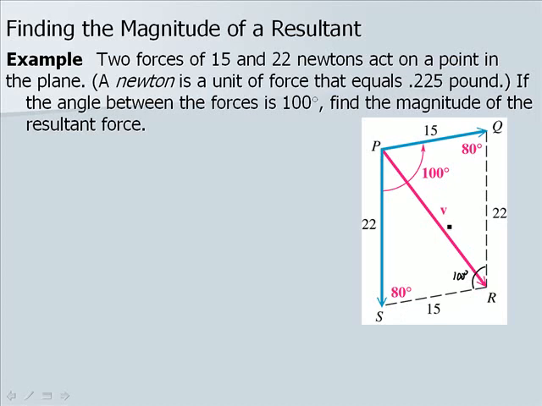Now to find the magnitude of our resultant force, we're going to use the law of cosines in either triangle, so we'll use this one here. And we know that our opposite sides are equal, so we know that this is 15 and this other side will be 22. And we have our angle between them, so we're going to use the side angle side here. So we have that the magnitude of our resultant squared will be equal to the magnitude of one force squared plus the magnitude of the other one squared minus 2 times those two times the cosine of the angle between them, which is 80 degrees.